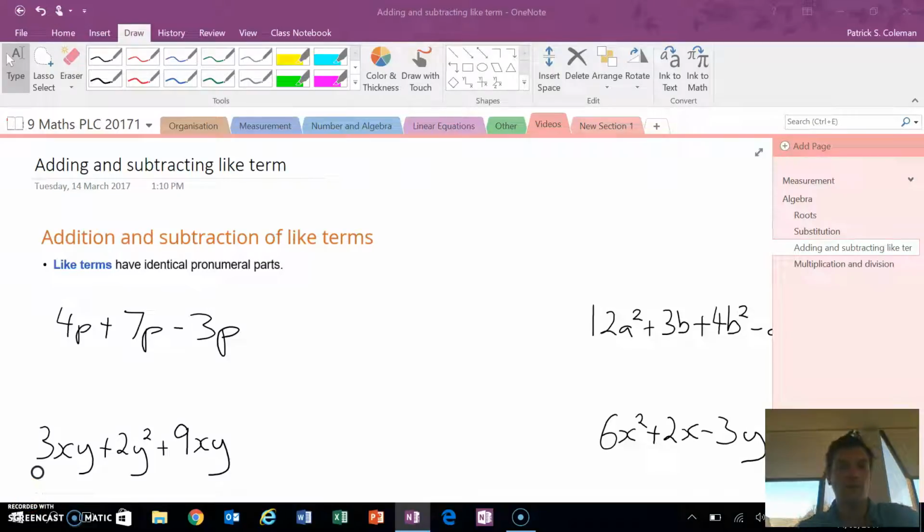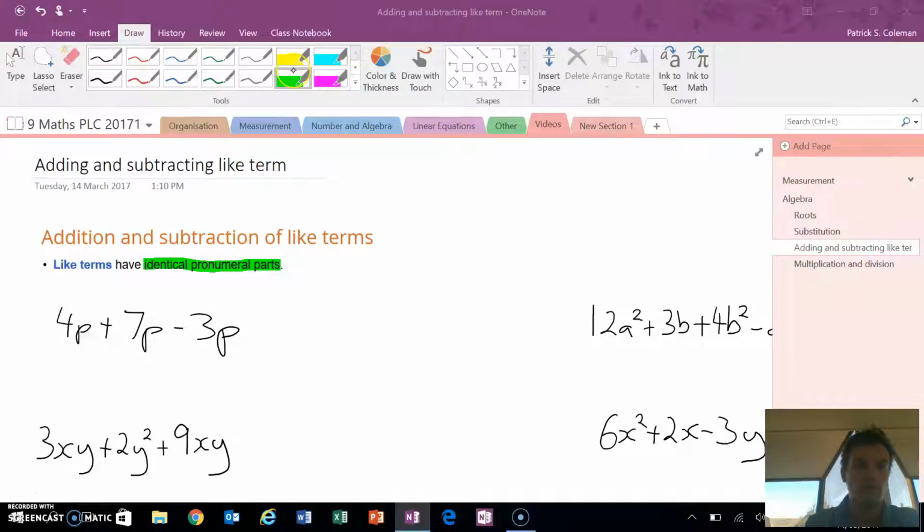In today's lesson, we're looking at adding and subtracting like terms. So first thing we're going to realise is that like terms have identical pronumeral parts. So let's just dive straight into some examples here. We've got 4p plus 7p minus 3p.